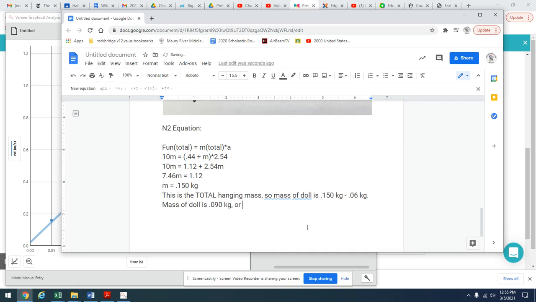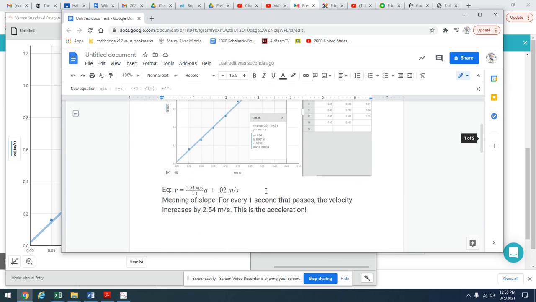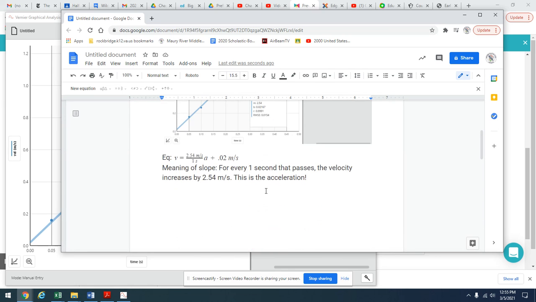Or convert it back to grams because that's how things were given. And that's pretty close. That would be certainly good for 100. The actual mass of the Einstein doll, it's just about 100 grams. So I'm just about 10% off. And, considering how we're collecting data and stuff, it's pretty good. So there you go. That's how to do it.